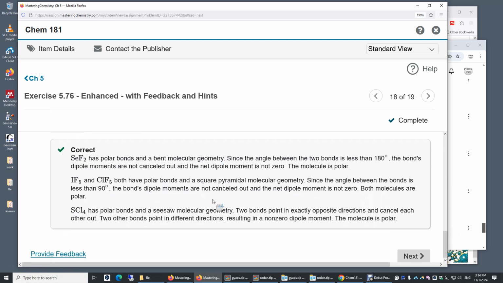Let's see, SeF2, it's bent molecular geometry. The bond polarities do not cancel. These two are similar because iodine and chlorine both have 7 valence electrons. They both have a square pyramidal molecular geometry. The bond polarities do not cancel.